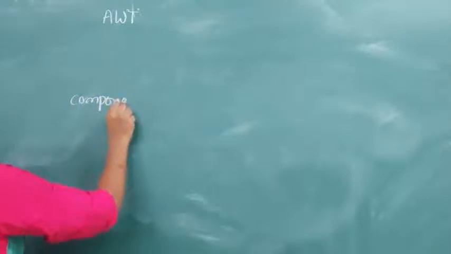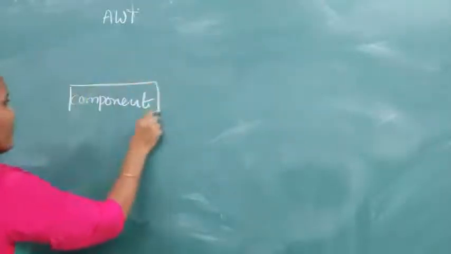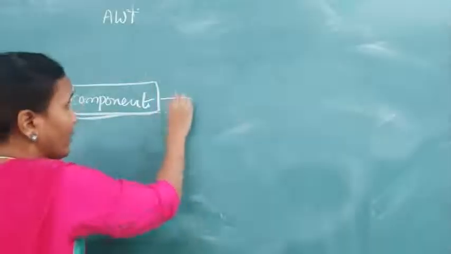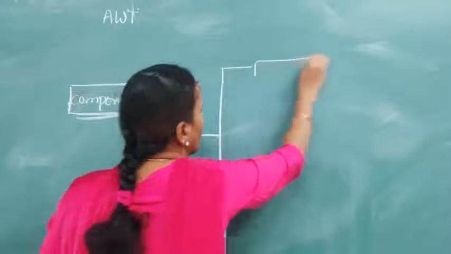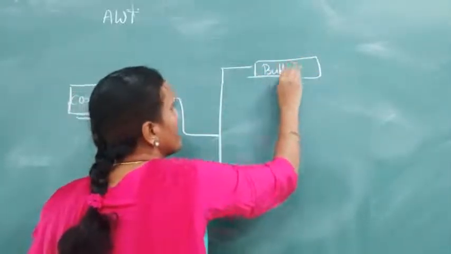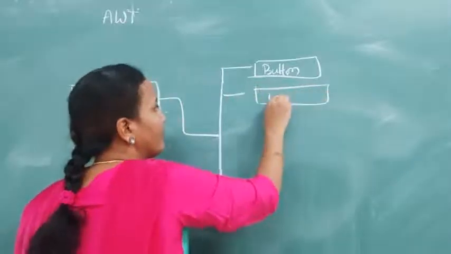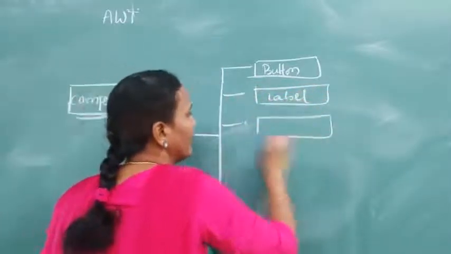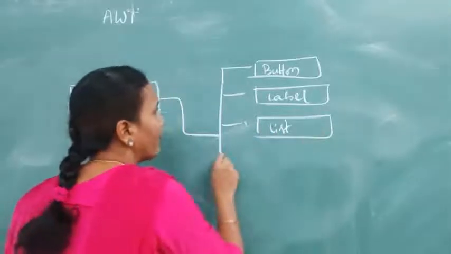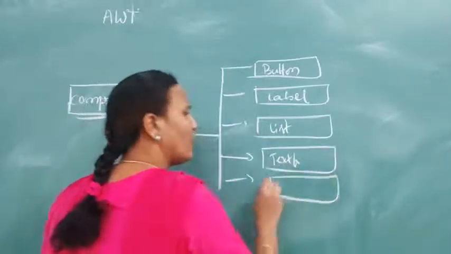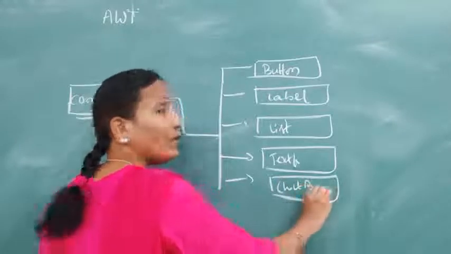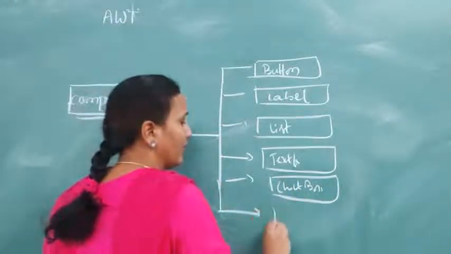So here we have a component. Using this component, we have different types of components. First one we can take as a button, the second one as a label, the third one as a list, and text area, text field you can take. Checkboxes, we have a number of components. Here I am giving only a few components, and the last one I am giving is containers.